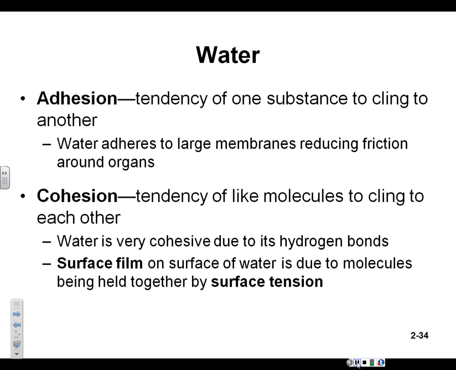Alright. Adhesive and what? Adhesive. One substance to cling to another. So it can adhere to large membranes, reducing friction. Cohesive, they can cling to what? So water can cling to itself. It can cling to what? Other surfaces. And surface tension is a film that covers things to allow it to what? Work.